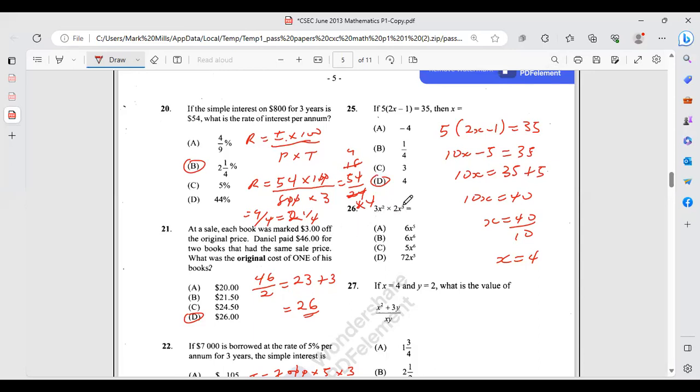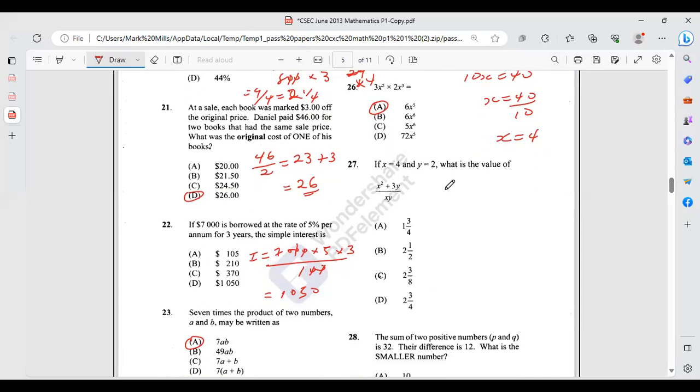3x squared times 2x to the second power. What do we do? 6x to the 5. So we multiply the 2 times the 3, which gives you 6. Then this will give me what? 6, so it'd be A, right? Yes, sir. All right, we add the powers.